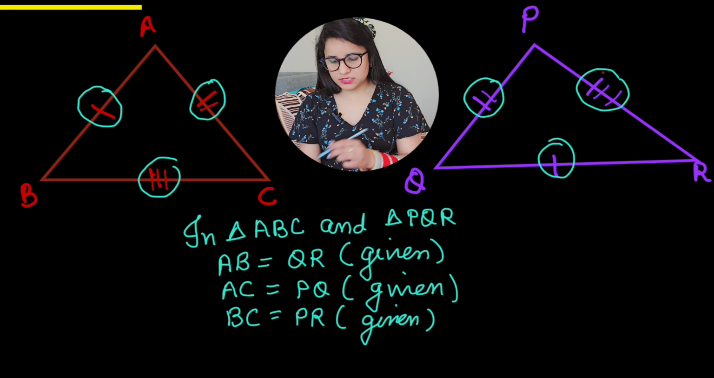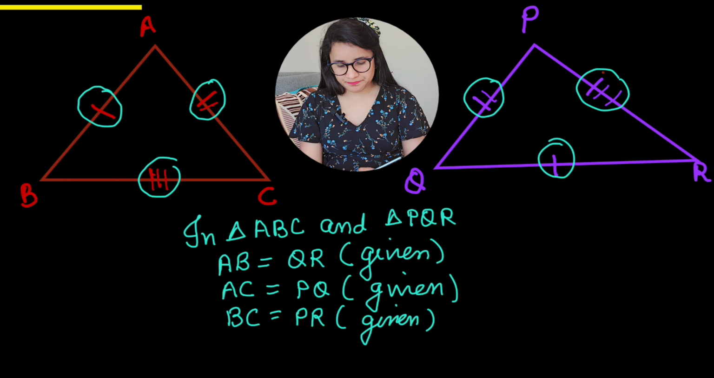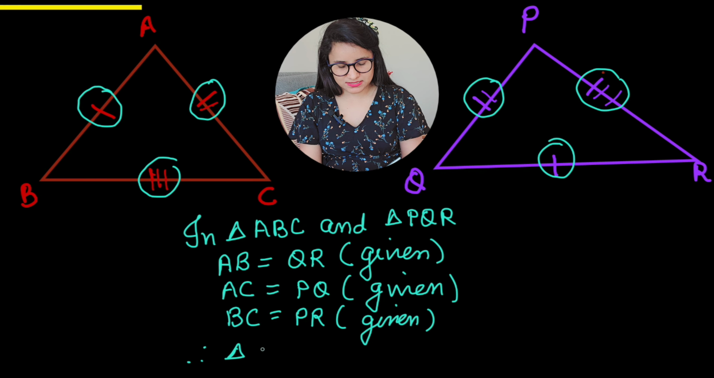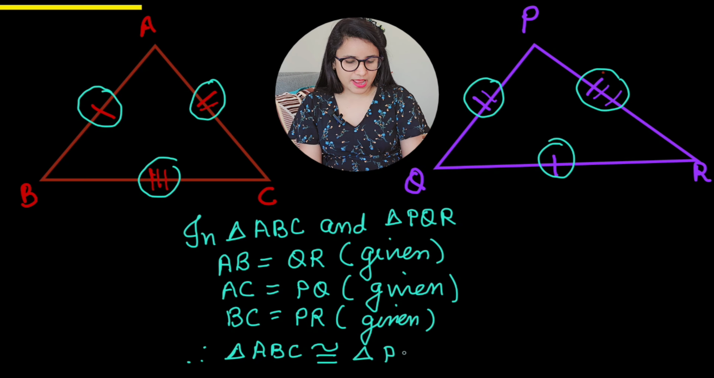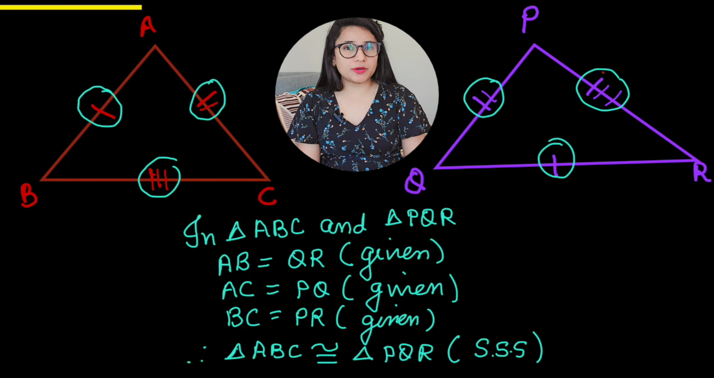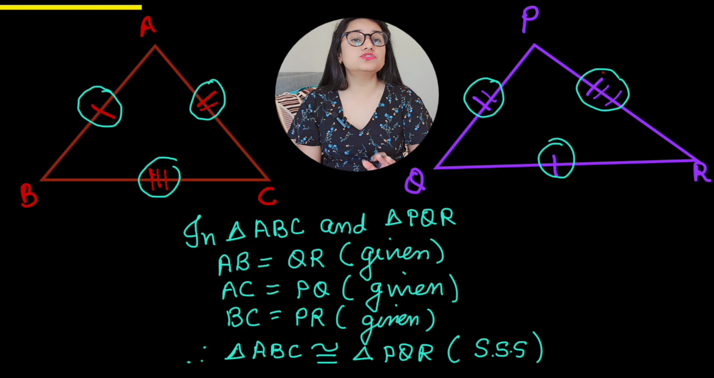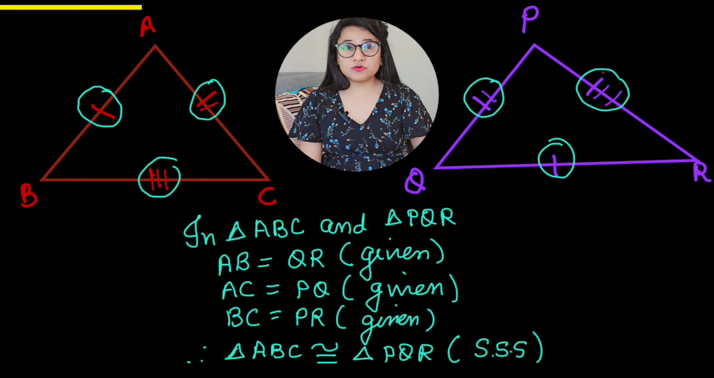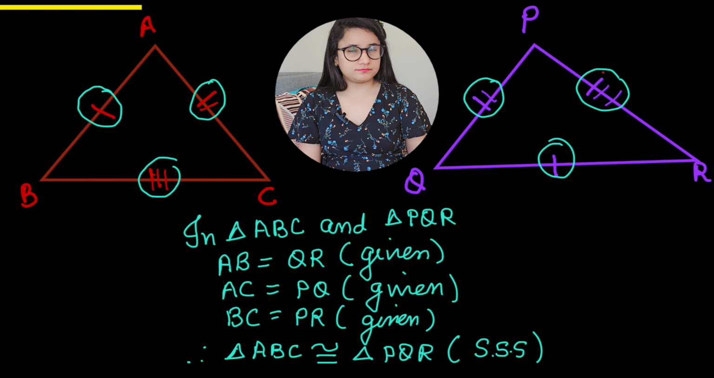Now, coming to the next part, the last and final step. Therefore, triangle ABC is congruent to triangle PQR. And what is the reason? The property name is SSS, that is side, side and side. So this is what your property SSS was all about. Let's move on to the next property.